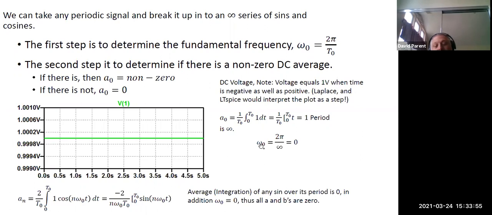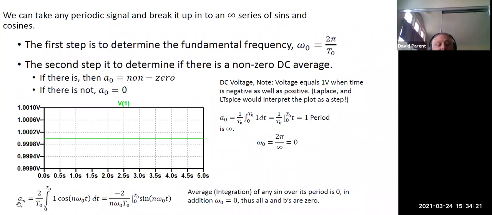Now, what is omega naught? Well, it's 2 pi divided by the period, which you can set to be arbitrary, but really it's infinite. It was always on, it never repeats, or it repeats an infinite time, so omega naught is 0. A DC has 0 hertz.